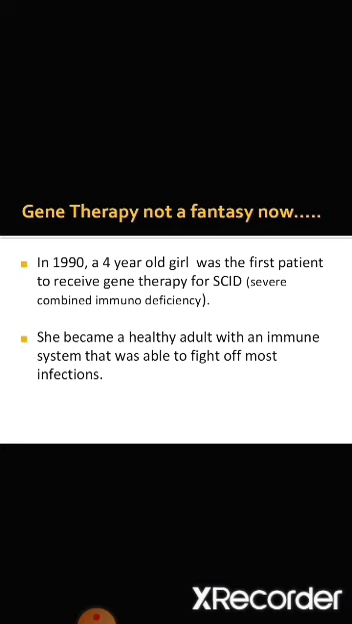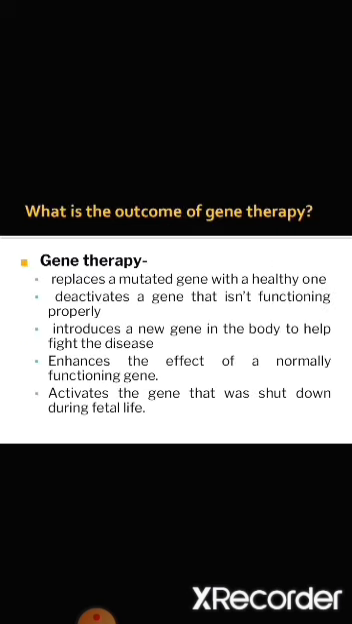Gene therapy was once considered a fantasy. In 1990, a 4-year-old girl was the first patient to receive gene therapy for severe combined immunodeficiency. She became a healthy adult with an immune system that was able to fight off most of the infections.